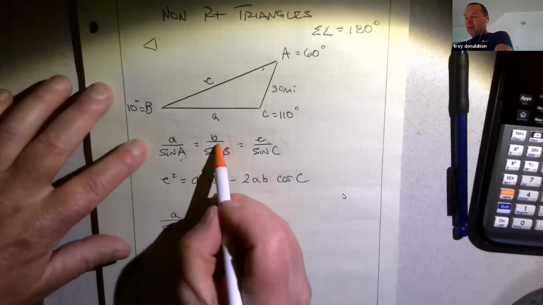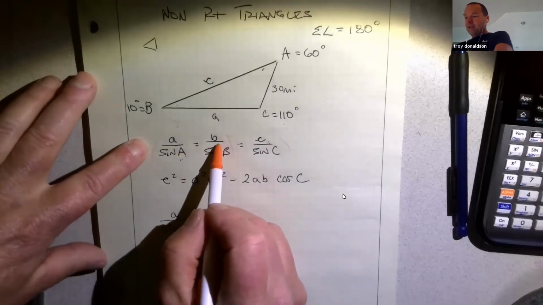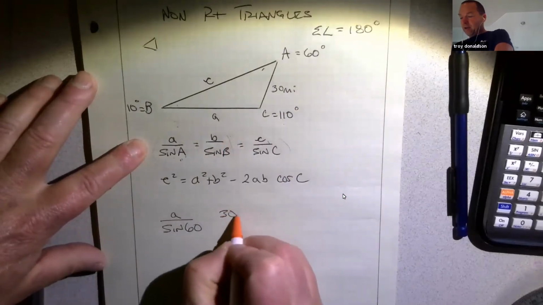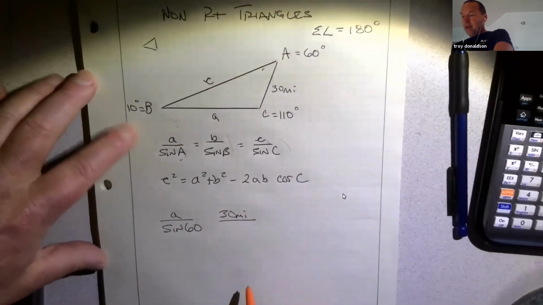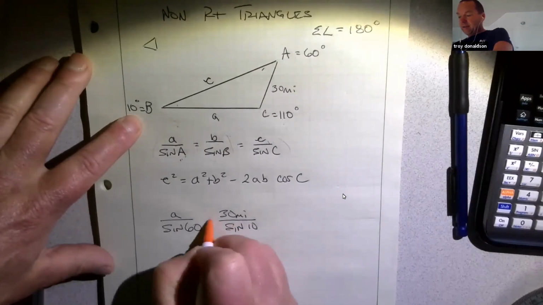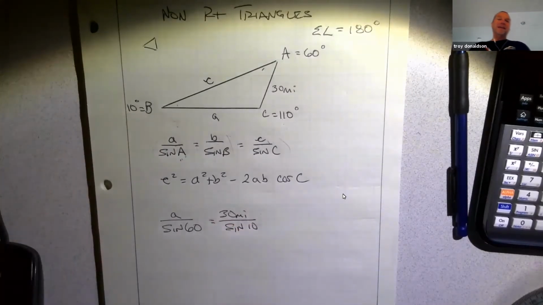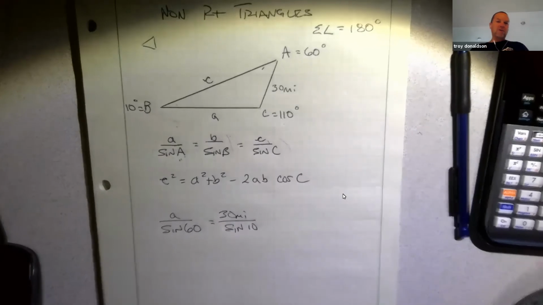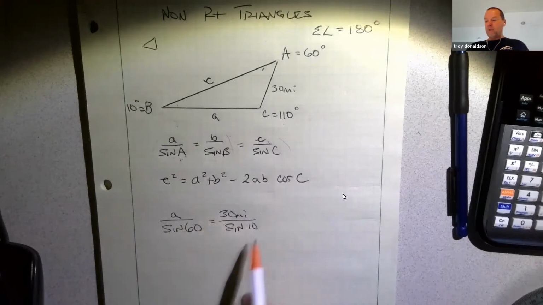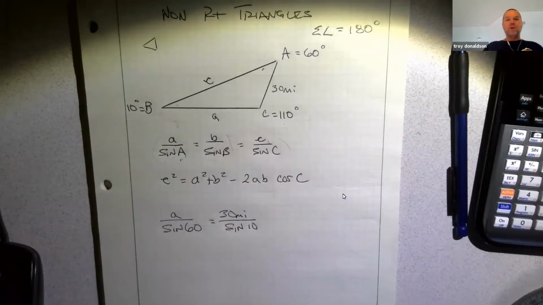So there's that statement. And then I'm going to use this statement because I do know side B, 30 miles, and angle B, sine of 10. And those statements are equal to each other. That's how the equation sets up. So then you need your algebra to figure out the unknown. And you can only have one unknown. So if you set it up and you have more than one unknown, you're in trouble. It's not going to work.